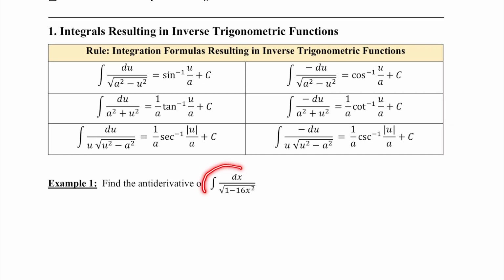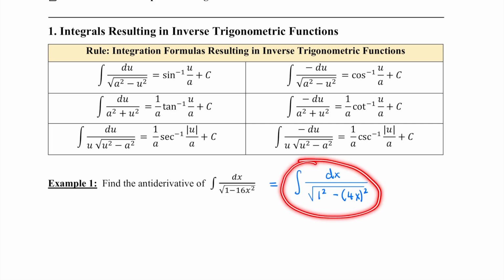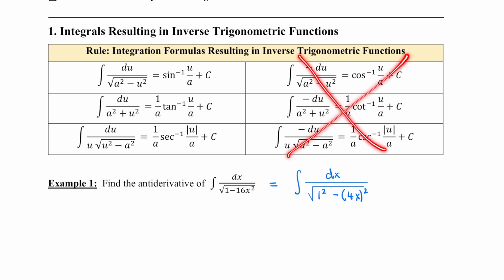Now, I want to compare my integral to the formulas up here. So let's first rewrite this. I have the integral of dx over square root of 1 squared minus 4x squared. So I rewrote 1 as 1 squared and 16x squared as 4x and then the whole thing squared. So I have a positive integral, so this side will be eliminated.